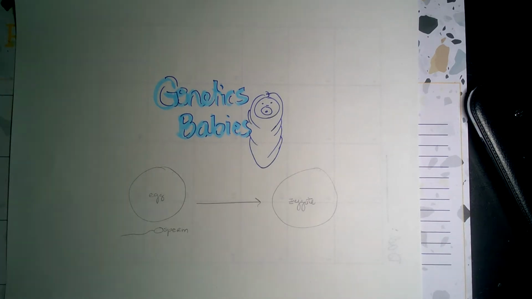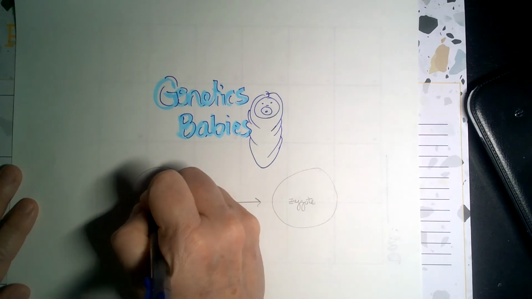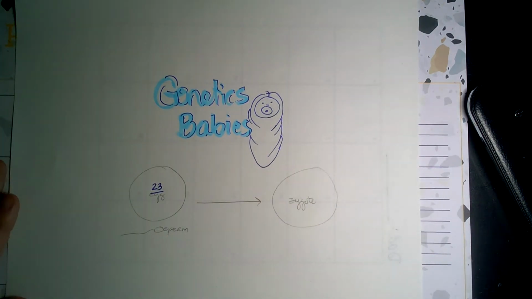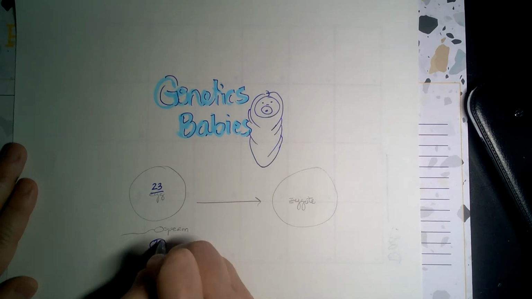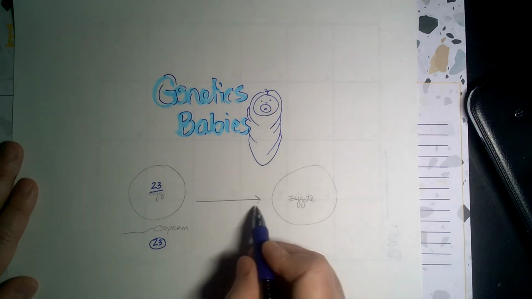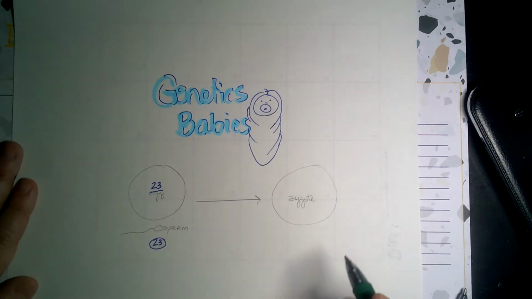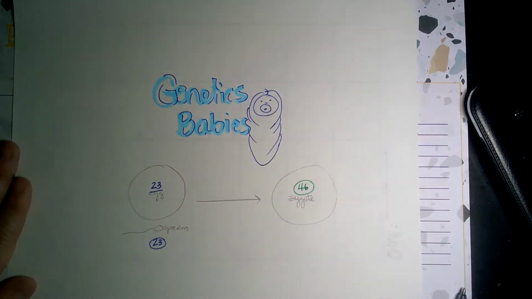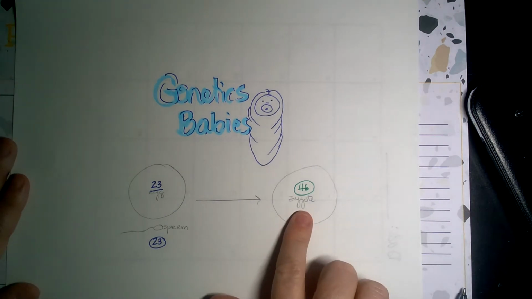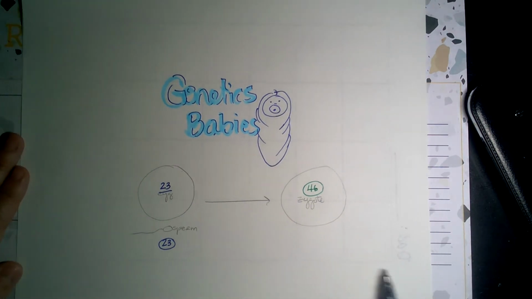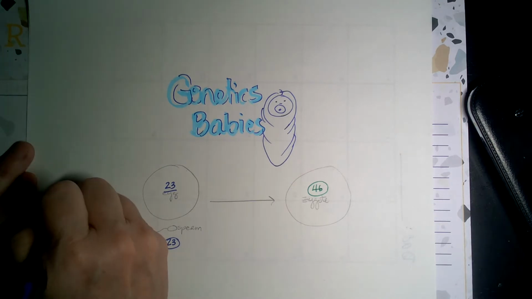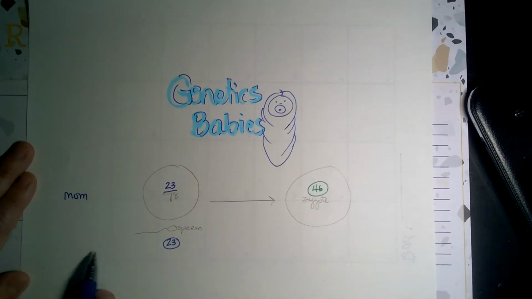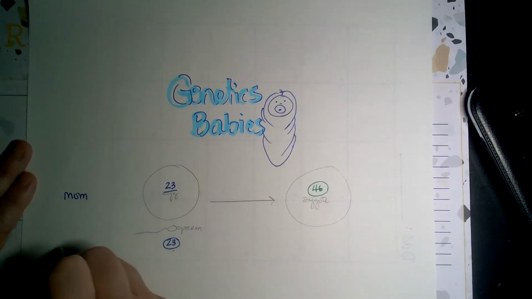The reason this is important is because of the chromosome numbers. Today we're going to be creating a fake egg cell that has 23 chromosomes and a fake sperm cell that has 23 chromosomes, that when they come together create a combination of 46. So in the end, the baby will have 46. But before the egg cell came the mom, and the sperm cell came from the dad.